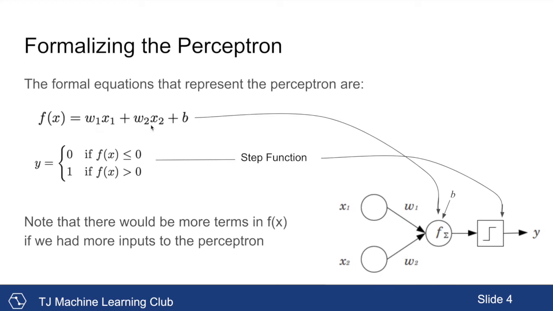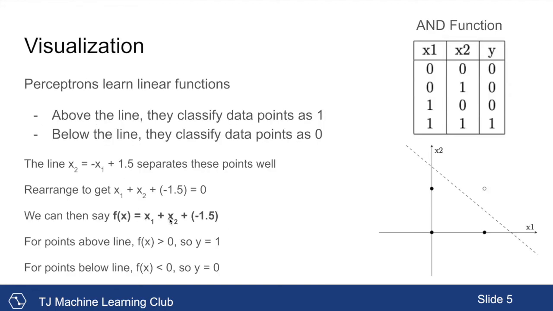And this was the previous form that we were talking about, right? So we can see that W1 is 1, W2 is 1, and then the bias term is negative 1.5. And any point that's on this side of the line, if we plug it into this equation here, where x1 is the x1 coordinate and x2 is the x2 coordinate, any point on this side of the graph will result in an f(x) value that's greater than 0. And any point that's on this side of the graph will result in an f(x) value that is less than 0.